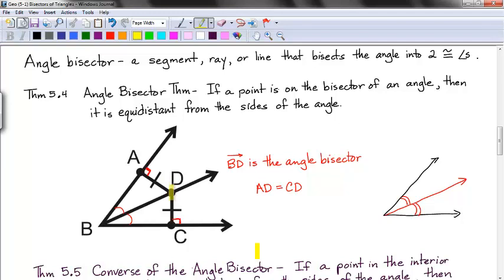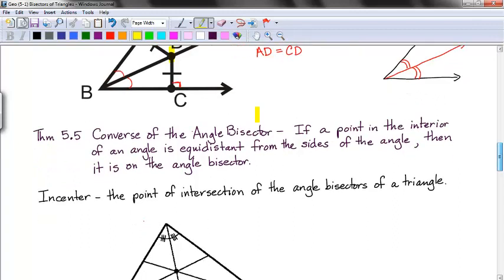And theorem 5.4, the angle bisector theorem: if a point is on the angle bisector, looking at point D, then it is equidistant from the sides of the angle. The critical part of that statement, when they say it's equidistant, is that it has to be a right angle. Take D and draw the distance back. Remember when we did the distance earlier before break? It had to be perpendicular. And this one has to be perpendicular. So make sure those right angles show up. And that means AD is equal to CD.